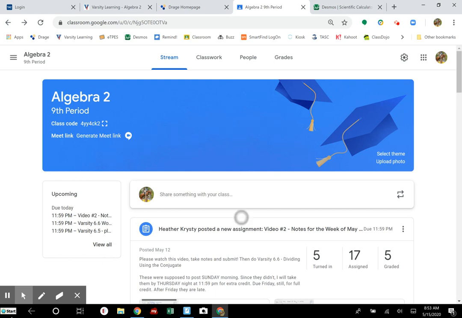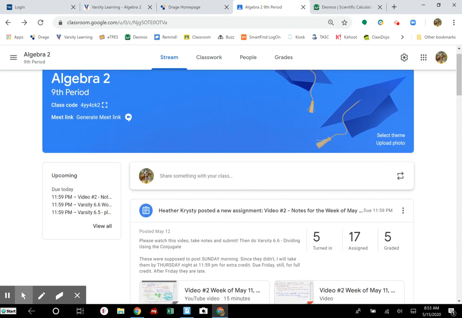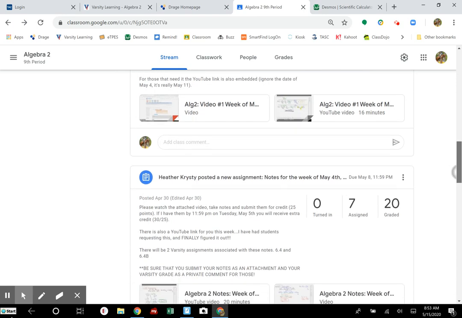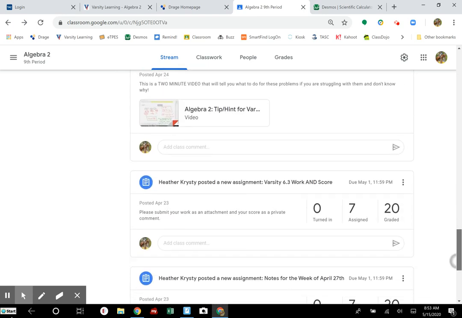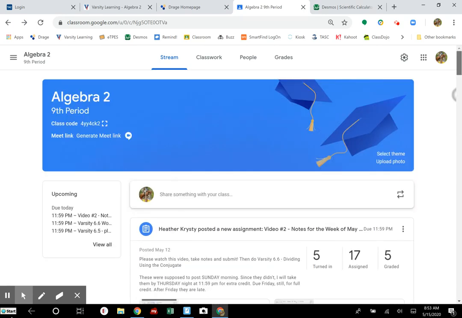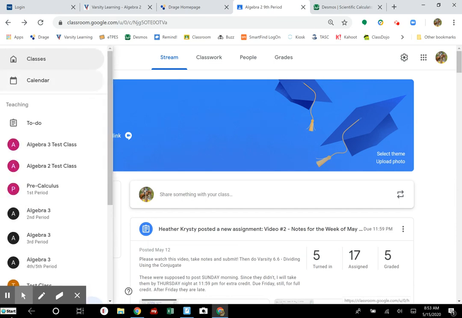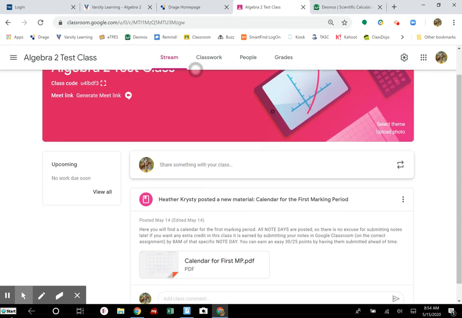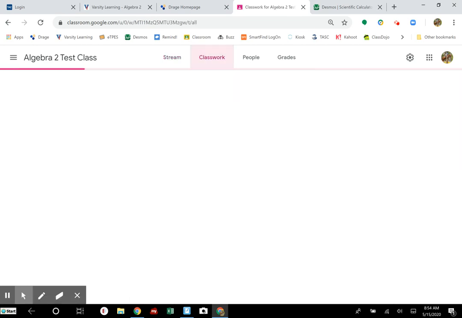This is called the stream right here. I don't really like the stream because if you just scroll down through here, look at all this, it just gets so boggled. There's no way for me to put folders in here and organize information. So the organization for you is best going to be seen. Again, click on classwork up here at the top. So I'm going to click on classwork.